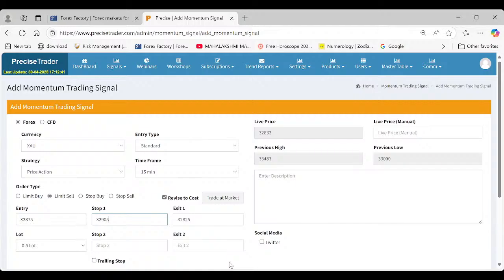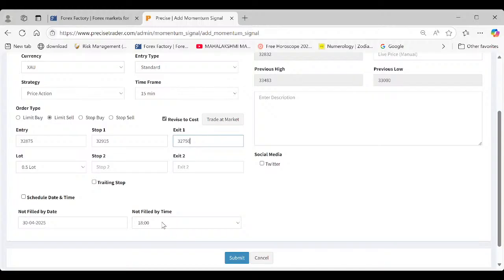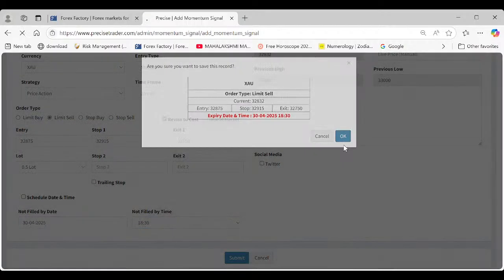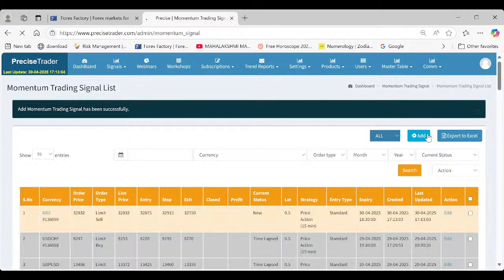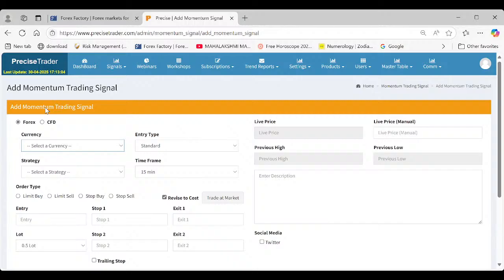3287 half, 3291 half, then expect the low to break 3275. Okay, so this should be our call, and this one, I think, we'll give until 6:30. Then we will go for a buy. Okay, this is a counter trend.